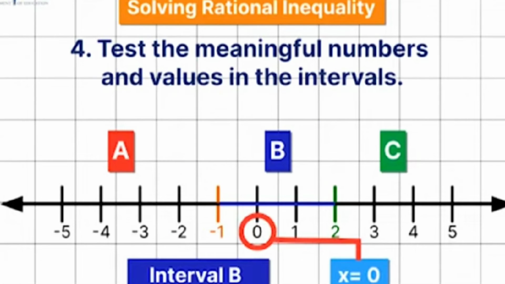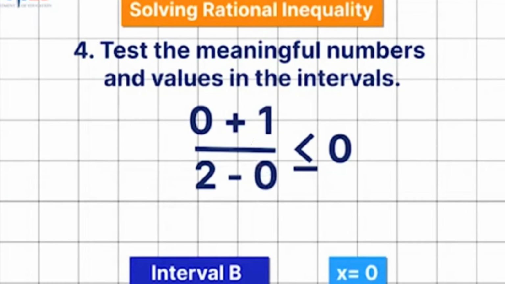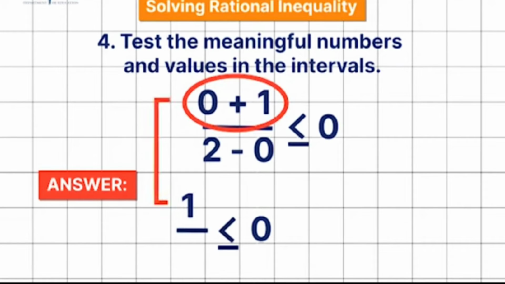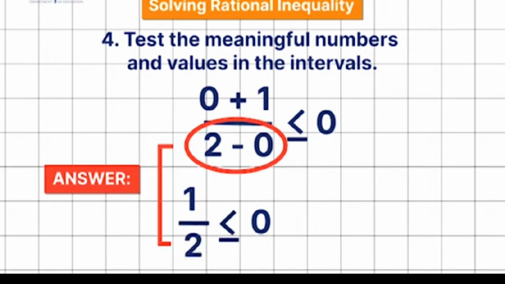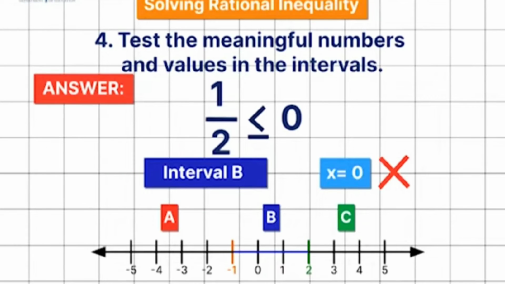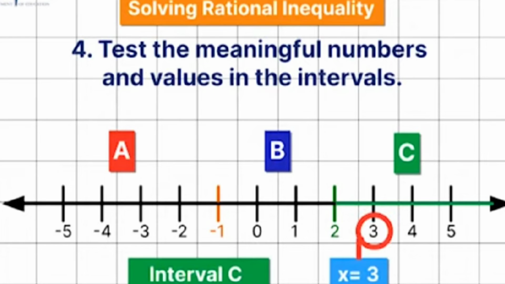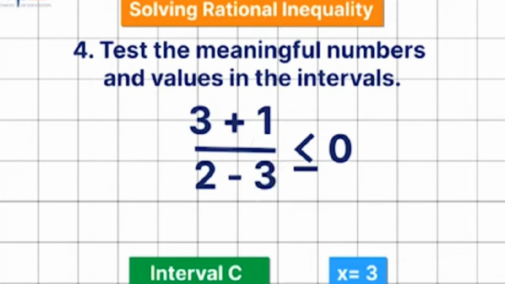We then take a value in the second interval, B. Let us take 0, that is 0 plus 1 all over 2 minus 0 is less than or equal to 0. 0 plus 1 is 1, 2 minus 0 is equal to 2. Since 1/2 is not less than or equal to 0, the second interval B is not a set of solutions for the inequality. Now we take any value in C. To test in the inequality, let us have 3. We use it in the given inequality, that is 3 plus 1 all over 2 minus 3 is less than or equal to 0.